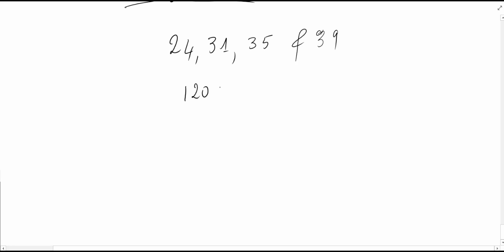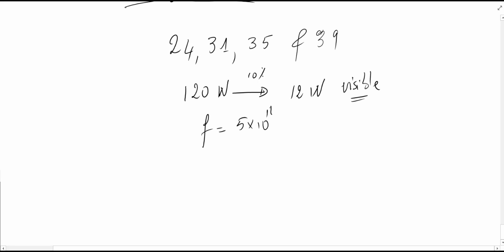Okay, here is the idea. You have a 120 watt light bulb. Only 10% of it is in the visible region, I mean, gives you the visible light. Okay, 12 watts visible. So that's basically the power in the visible light that is emitted from this light bulb. That's the hypothesis of this problem. And now it says that the average frequency F is 5 times 10 to the power 14 hertz, which is in the visible region.